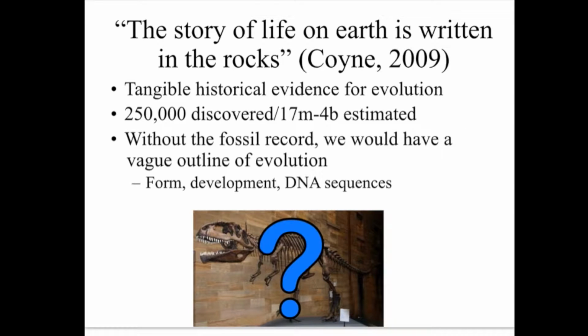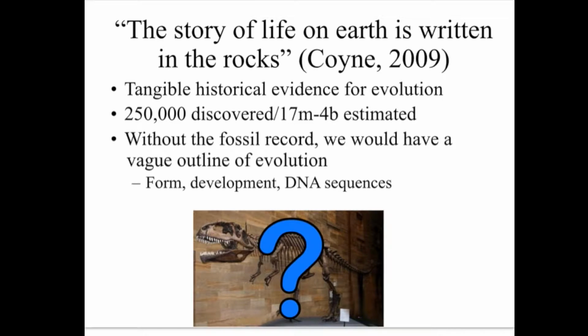In this chapter, Coyne states that the story of Earth is written in the rocks. The fossil record provides tangible historical evidence for the evolution of Earth and the life on Earth. Paleontologists, along with geologists, physicists, geneticists, and other professionals, have discovered approximately 2,500,000 species that have existed on Earth out of an estimated 17 million to 4 billion. While this shows that the fossil record is incomplete, the 0.1 to 1% that we do have has played a significant role in determining life's history.